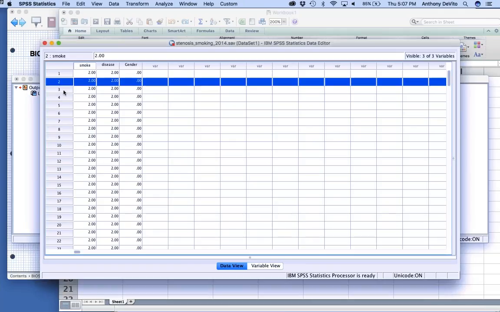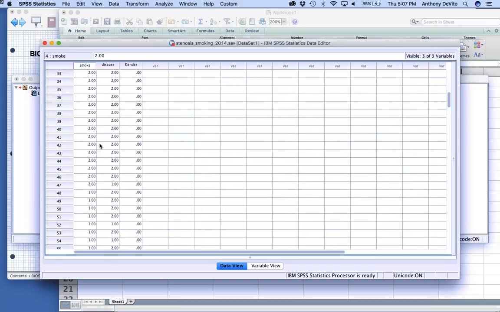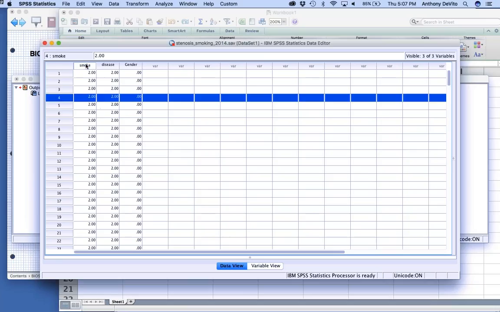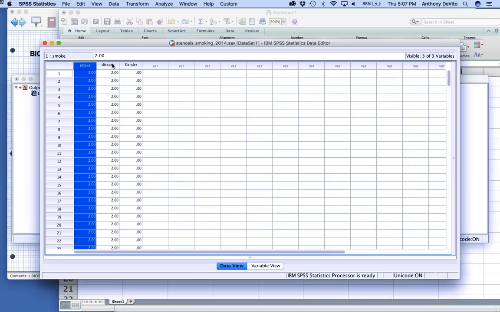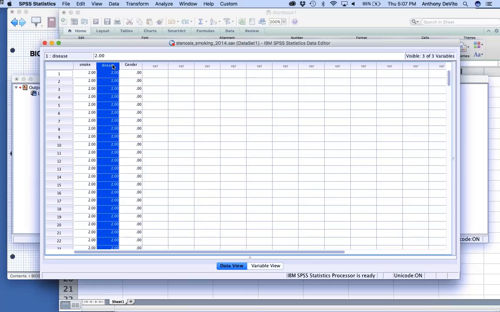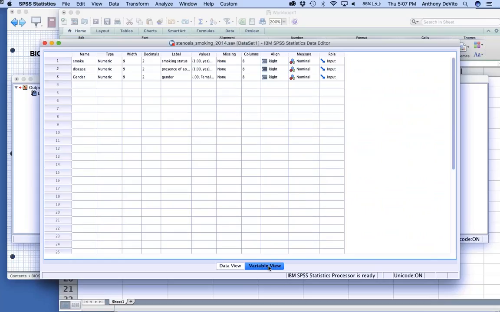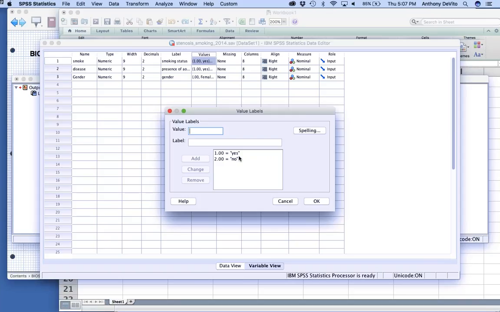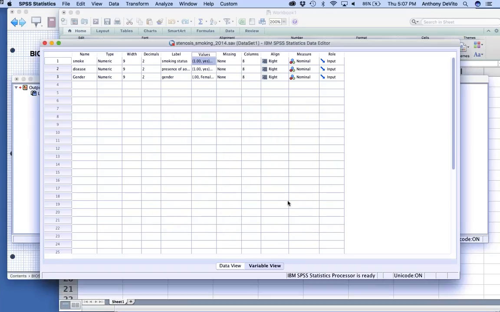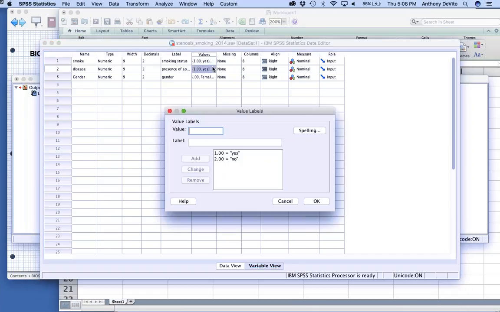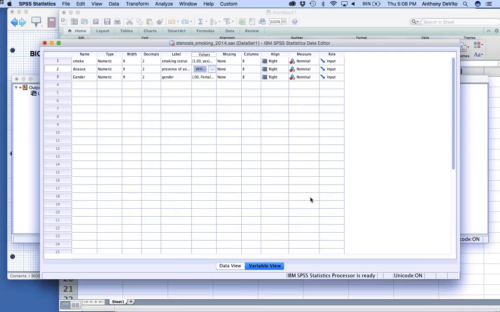Each one of these rows represents a patient, an individual, a person, right? And we have three columns, three variables. One of them is whether the person's a smoker or not. The next one is whether they have evidence of stenosis, narrowing of the arteries. And the third one happens to be gender. If I go to the variable view, in smoking, a 1 means yes and 2 means no for smokers. And for presence of stenosis, 1 means yes, they have the disease. 2 means no, they don't have the disease.